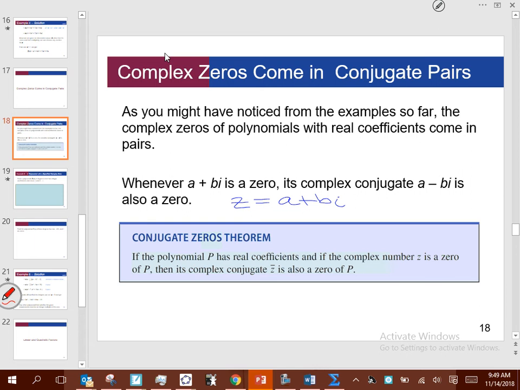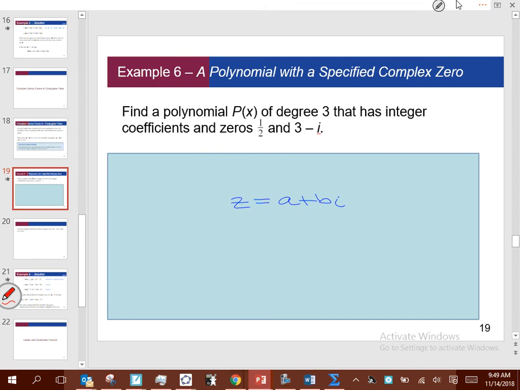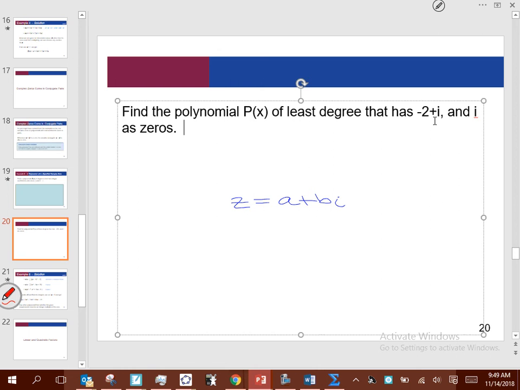And the reason I say that is at some point I might get tricky with you, and I might write that your zero is i minus 2. Well, i plus 2 is not the conjugate. Does that make sense? Or the complex conjugate, because it doesn't have the relationship that we want. So what I have, -2 plus i, we want to write it that way.